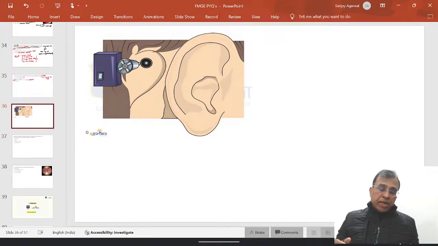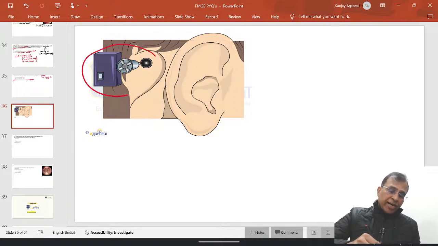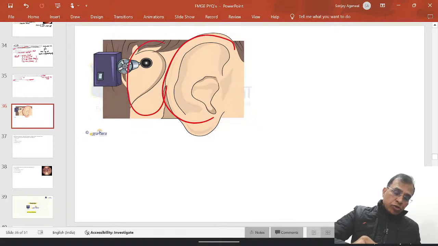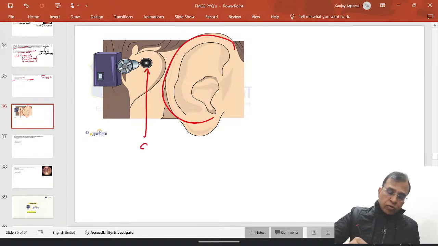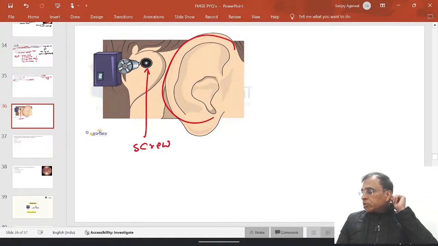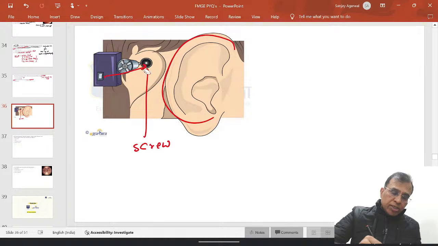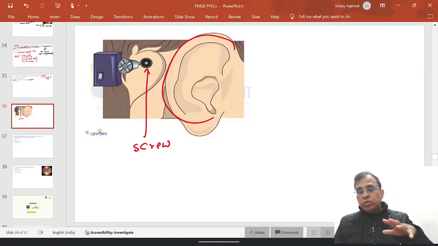Now this is how BAHA looks like. This is that bone anchored hearing aid, BAHA. And as the name tells, it's anchored to the mastoid bone. So this is the pinna. Behind the pinna, this is the mastoid bone. Onto the mastoid bone, this hearing aid is fixed with this part called the screw of the hearing aid. So the screw is permanently fixed onto the mastoid bone, and from here, this is the main processor which is converting the sound energy into potential energy, and through this bone the sound goes directly to the cochlea.